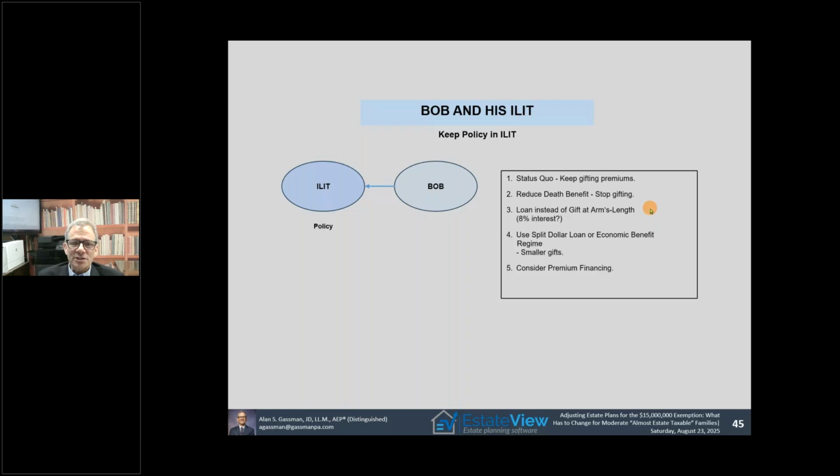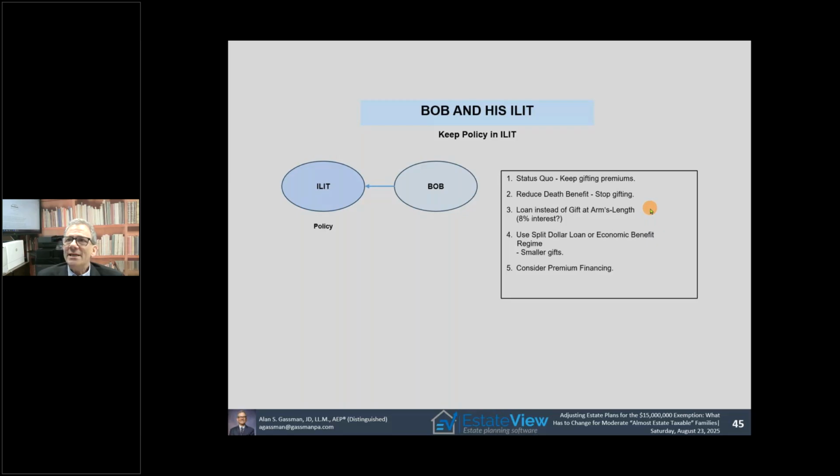What can Bob do with his ILIT? Well, the first thing, he can just keep it as it is, keep making the premium payments, maybe have somebody responsible run some scenarios to show him how to best maximize the economics of that policy by paying more or less. But that's the status quo.